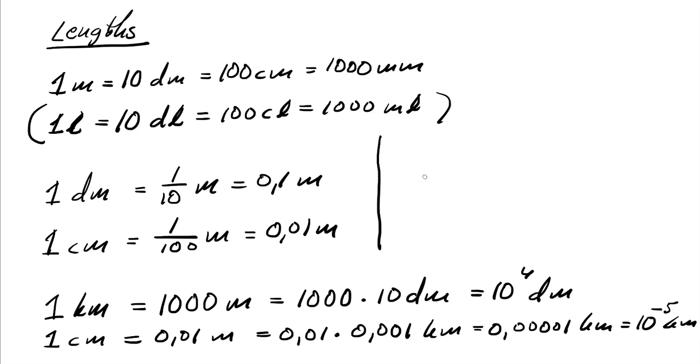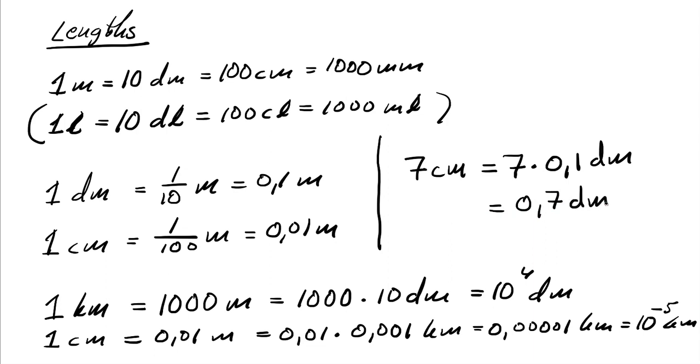Or let's say that if you have 7 centimeters, and you want to write that in terms of decimeters, then you can write this as 7 times 0.1 decimeter. Of course, a centimeter, that's 1/10 of a decimeter. This just becomes 0.7 decimeters.